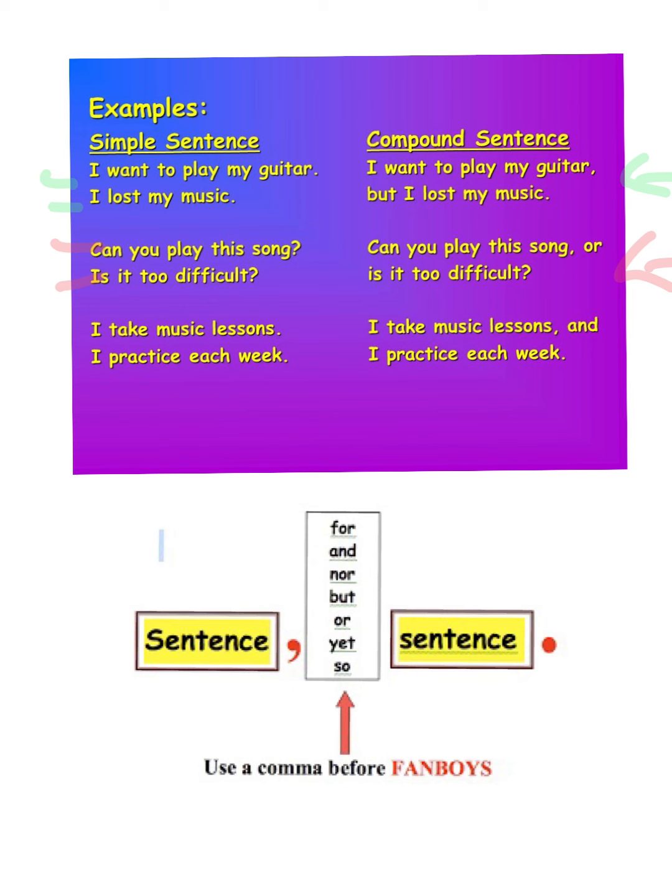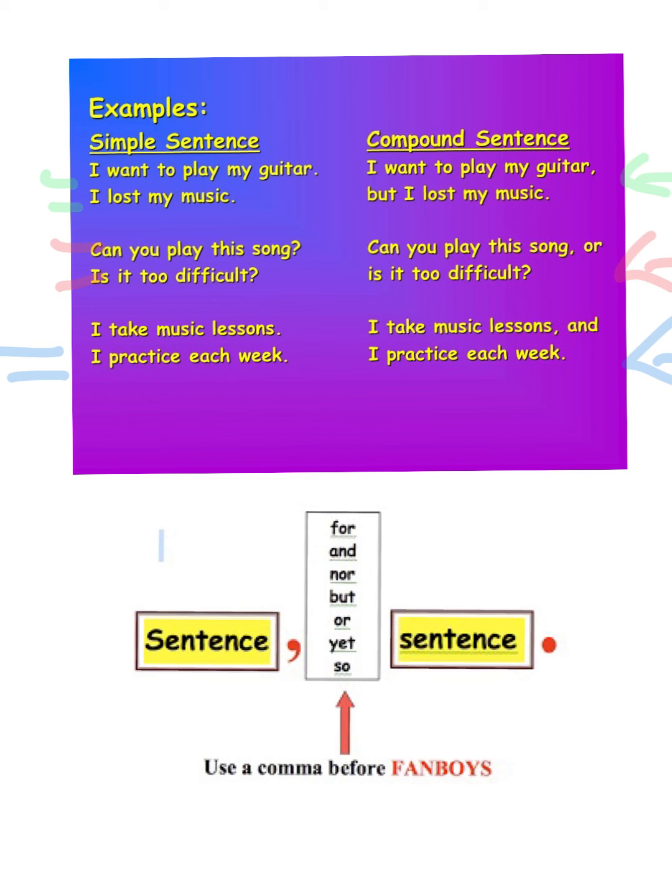The last example. I can take music lessons. I practice each week. We could combine them to make a compound sentence and make our writing more interesting by saying, I take music lessons, comma, and I practice each week.